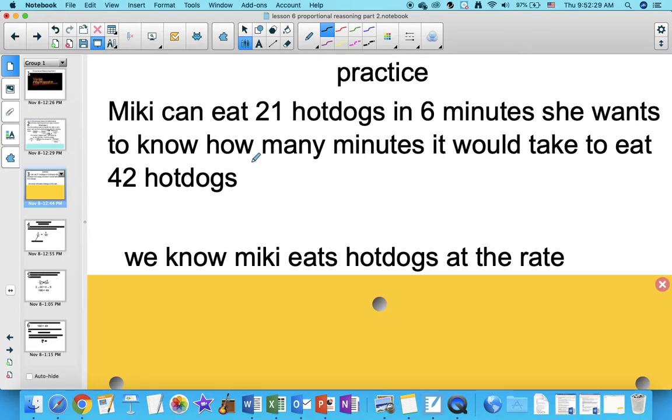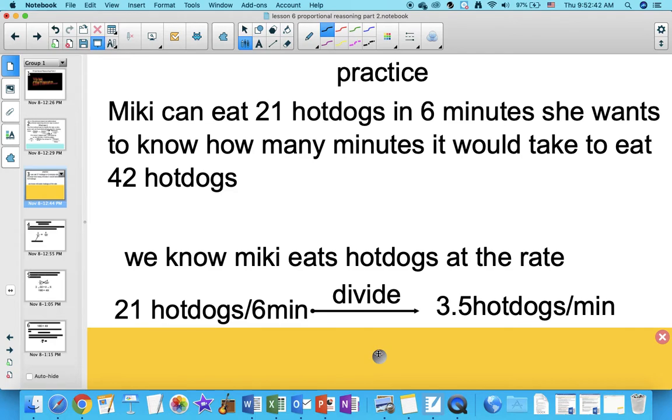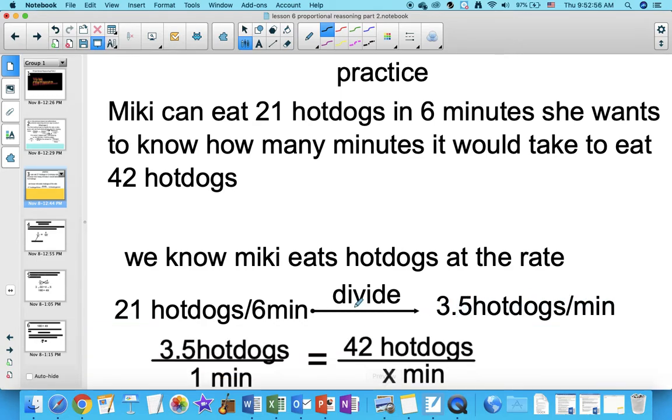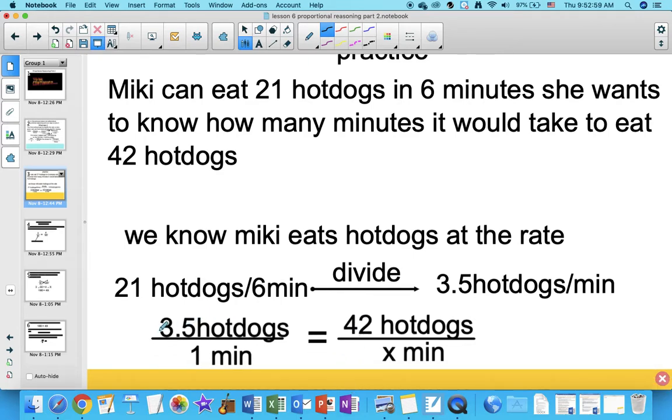So let's do a quick practice. Mickey can eat 21 hot dogs in 6 minutes. She wants to know how many minutes it would take to eat 42 hot dogs. Well, we know Mickey eats hot dogs at the rate of 21 hot dogs in 6 minutes, right? Then let's just turn it into a unit rate: 3.5 hot dogs per minute. And then we go 3.5 hot dogs in 1 minute equals 42 hot dogs in a certain amount of minutes.